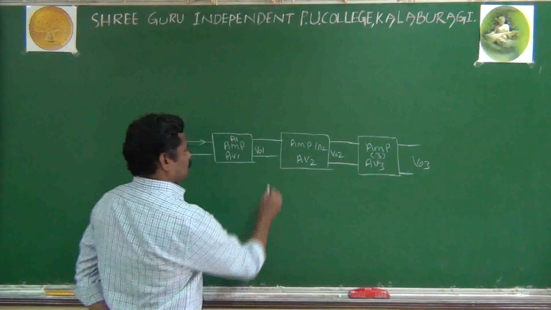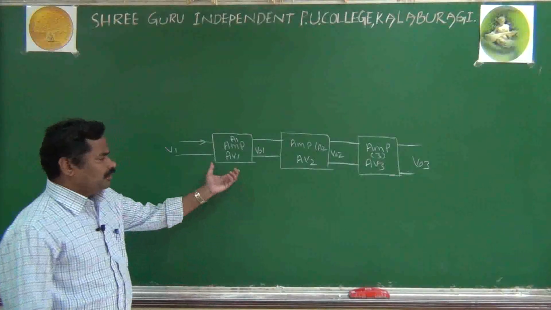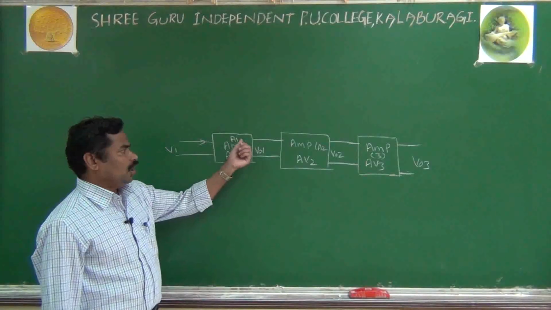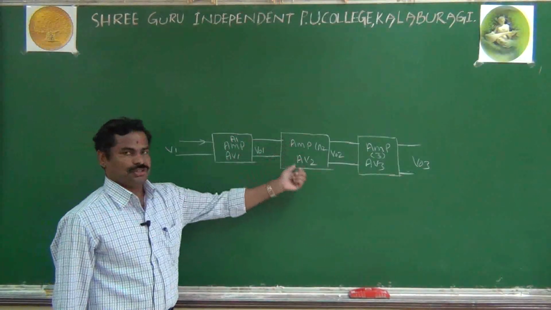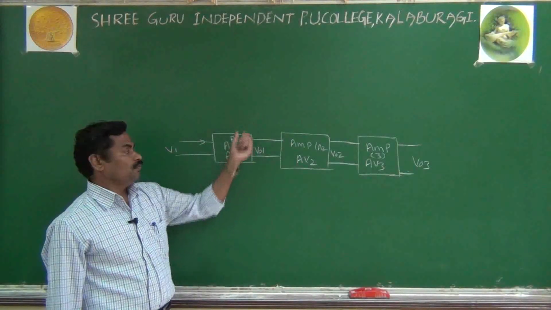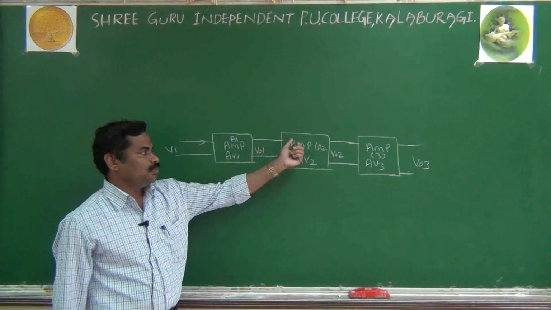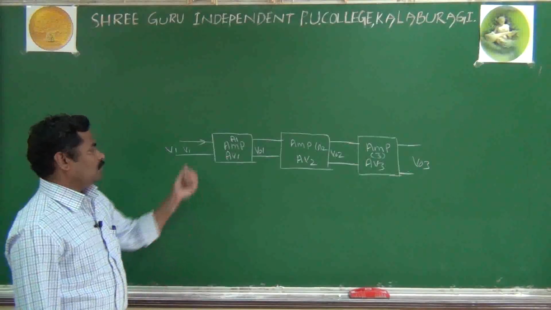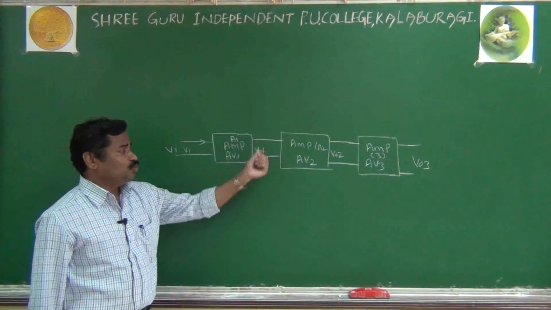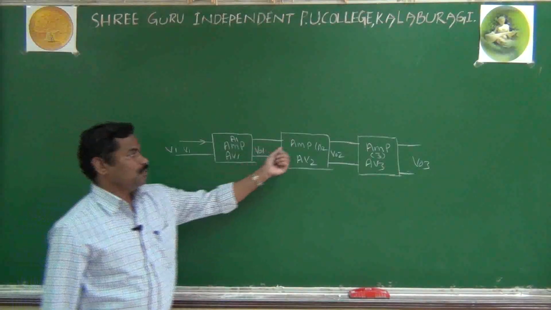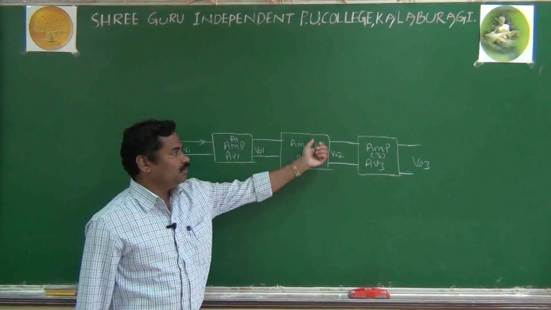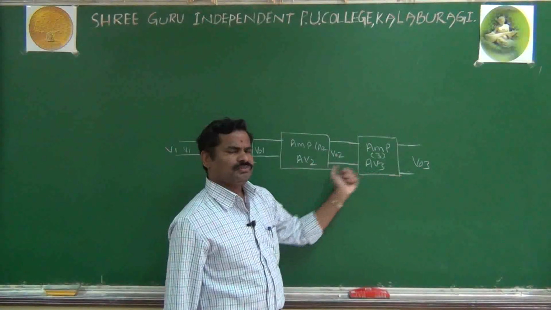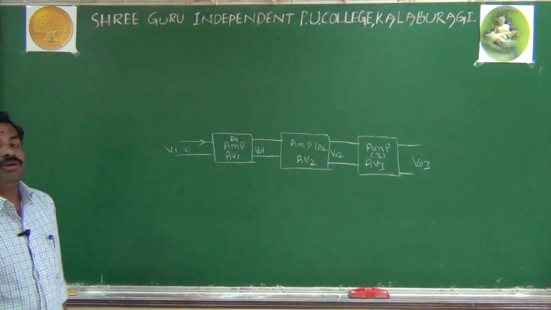It means here you are using different stages of amplification. The important thing is that the output of one stage acts as the input of the next stage. Applying Vi, you apply the input on the first stage. Whatever output you get across the first stage acts as the input for the next stage. And whatever output you get across the second stage acts as the input for the third stage. Like that, you connect multi-stage amplifiers.